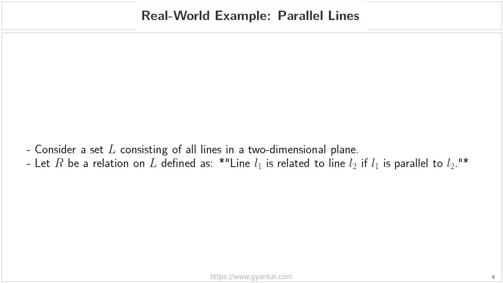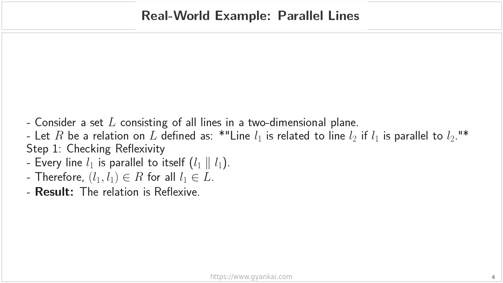To determine if this is an equivalence relation, we must follow the three-step process we established in the previous slide. Step 1 is checking for reflexivity. We must ask, is every line parallel to itself? Yes, by definition, any line L1 is parallel to itself.